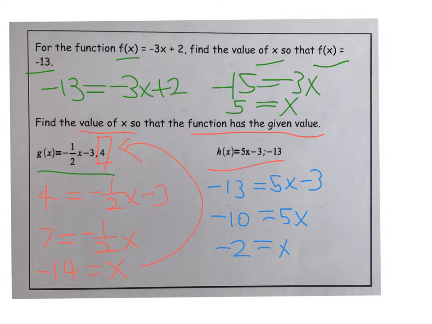So on this one here, the answer is going to be x is equal to negative 2. If x is equal to negative 2, then the value of the function is negative 13, which I can see again if I plug it in here. That is going to be negative 10 minus 3, which is negative 13, so it works.